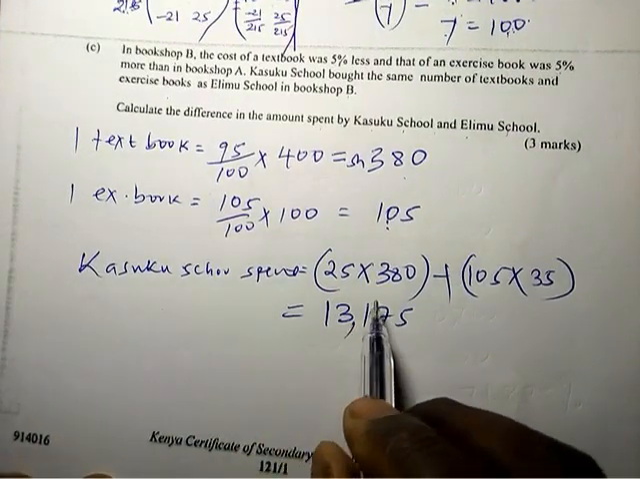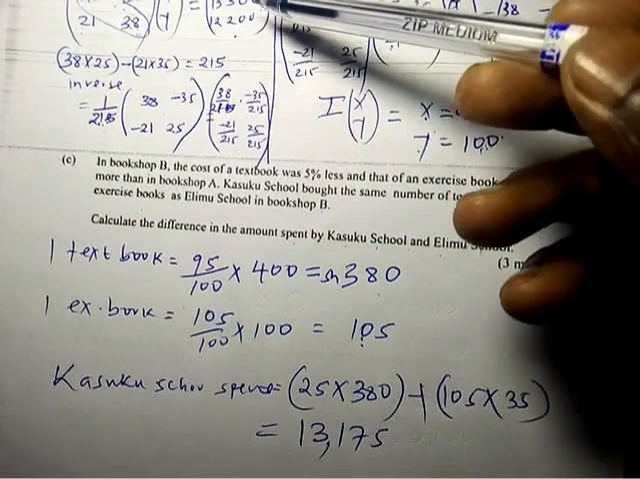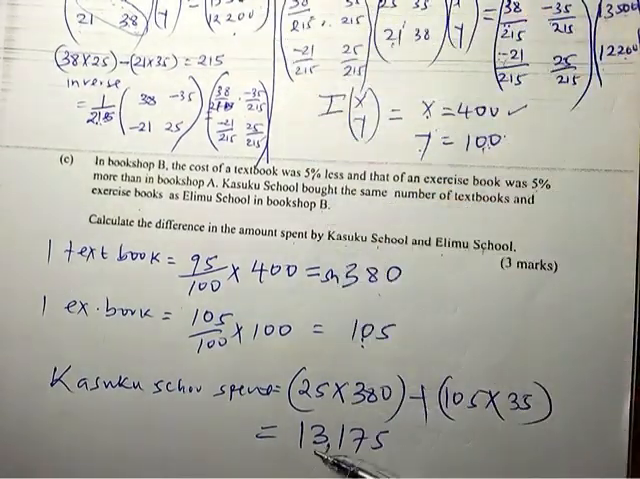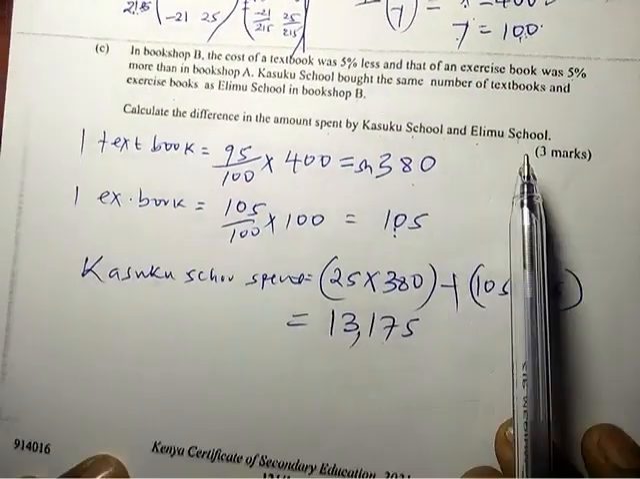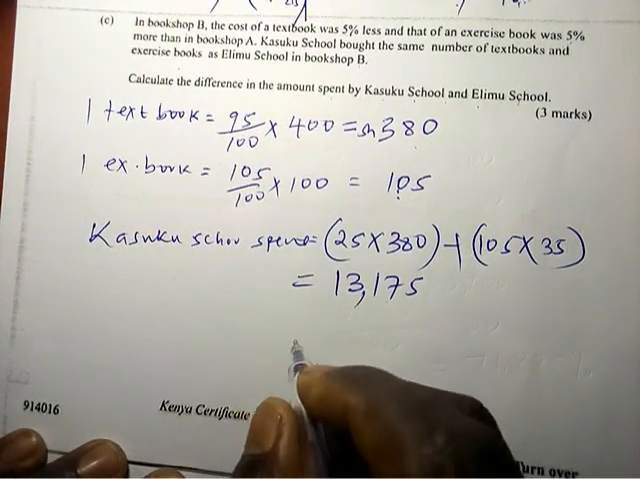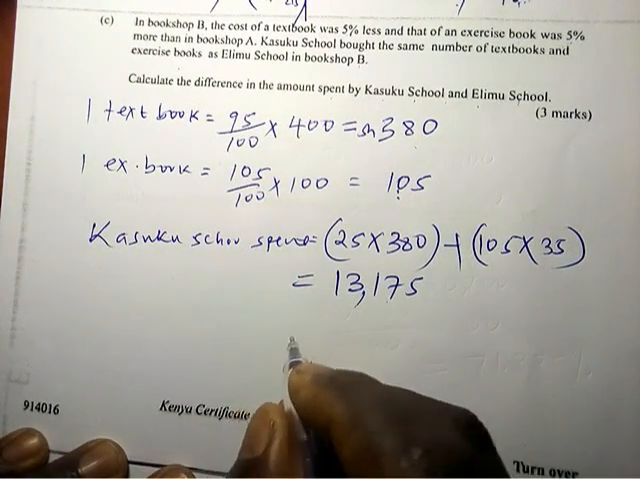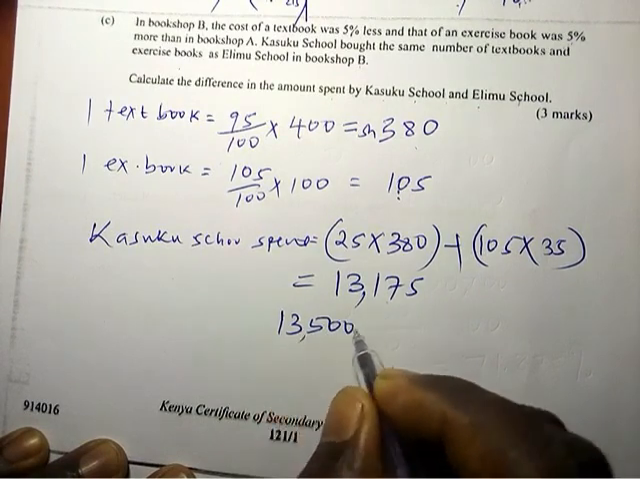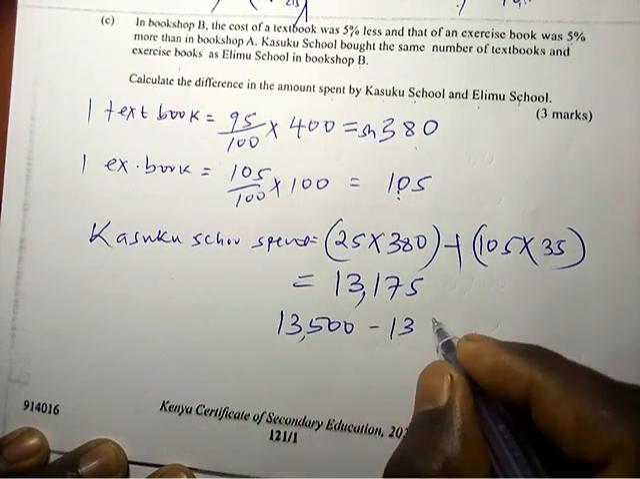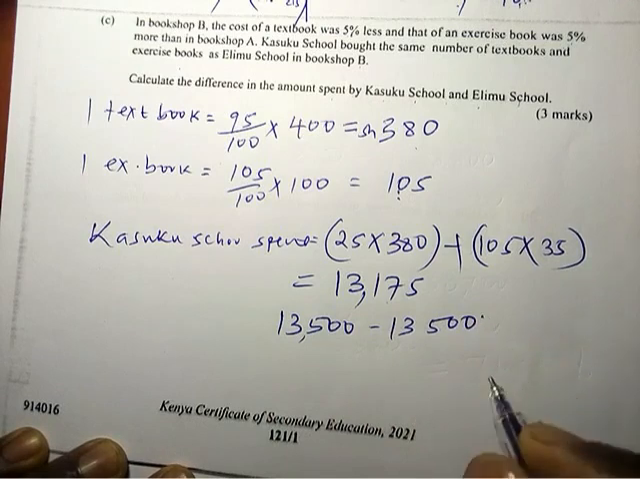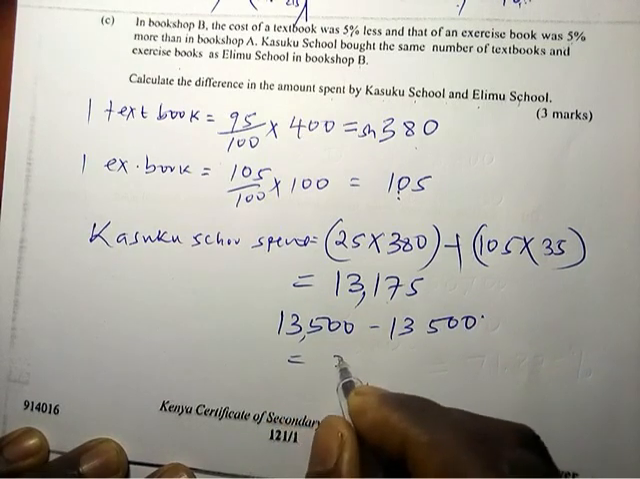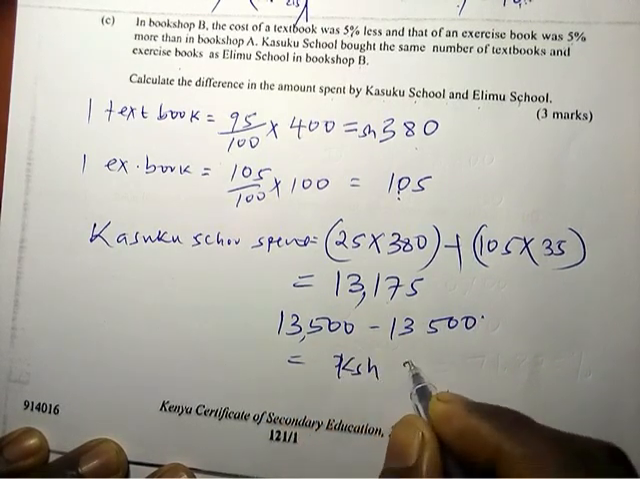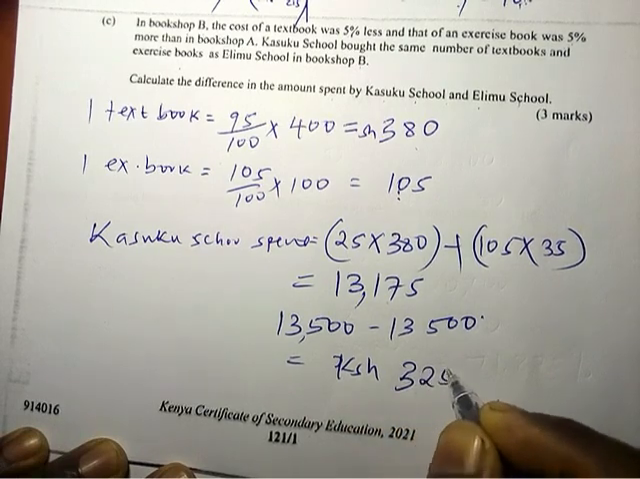So what is the difference from what they spent here? Here they spent 13,500, here they are spending 13,175. So the difference is 13,500 minus 13,175, and the difference is Kenya shillings 325.